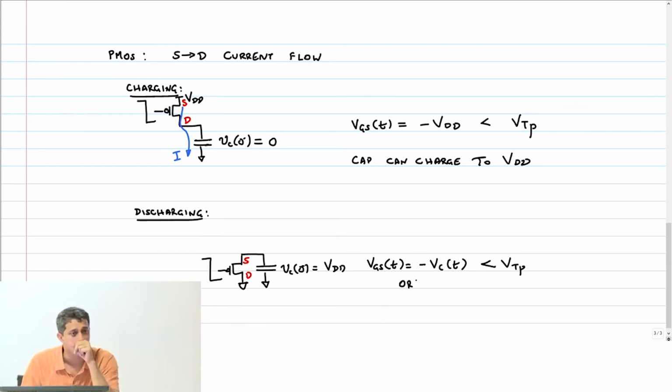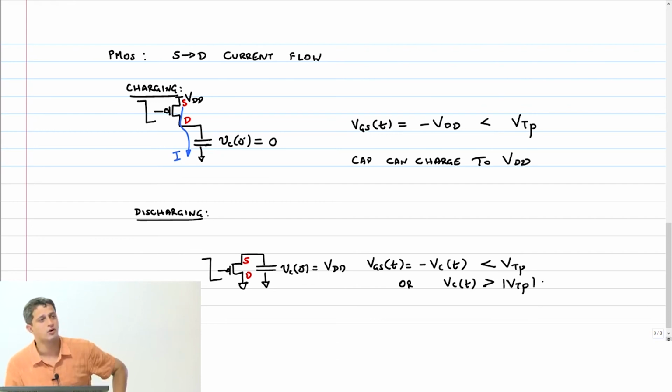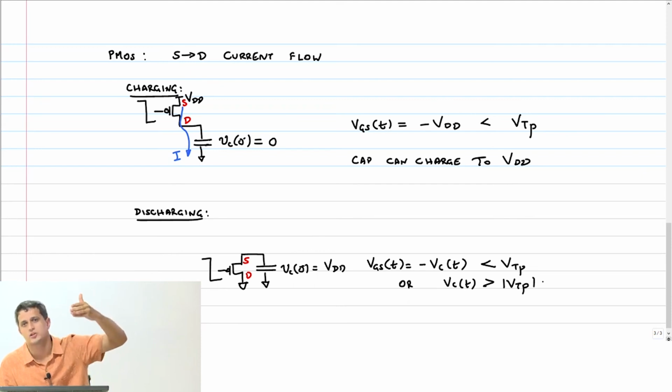what should happen to the inequality? It will flip, so Vc of T should be greater than mod VTP, okay, because VTP is a negative number, which means that a PMOS can discharge a capacitor only up to mod VTP. So the NMOS cannot charge a capacitor to VDD, it stops at VDD minus VTN. A PMOS cannot discharge a capacitor fully, it will stop at mod VTP, right?